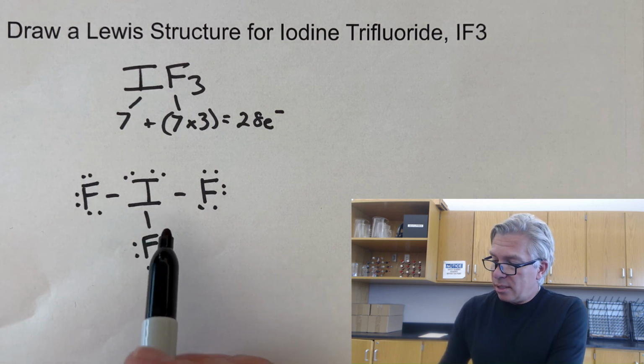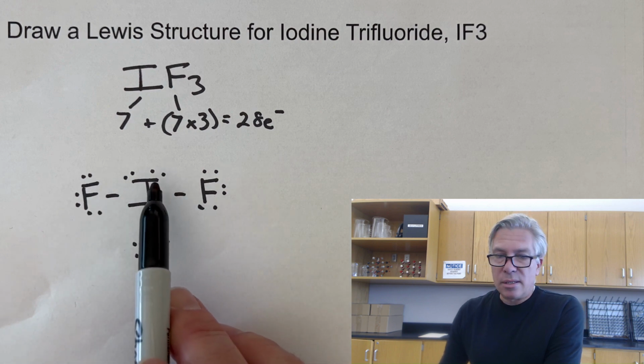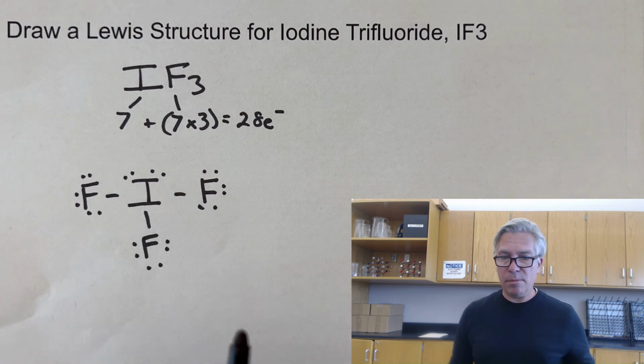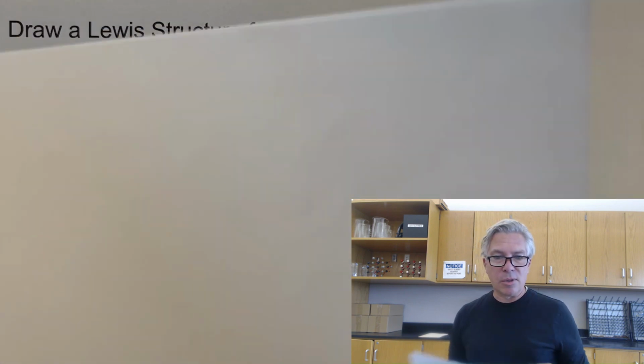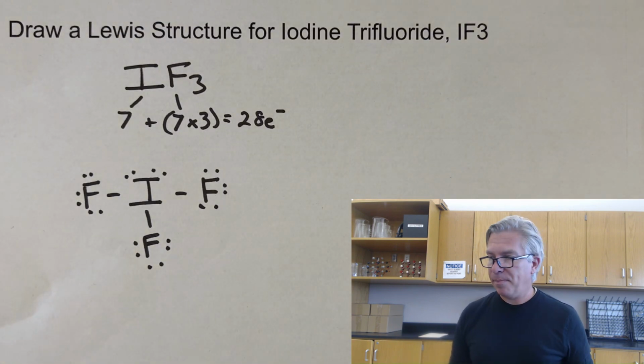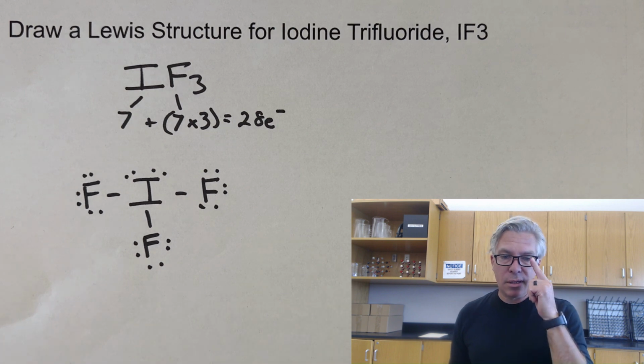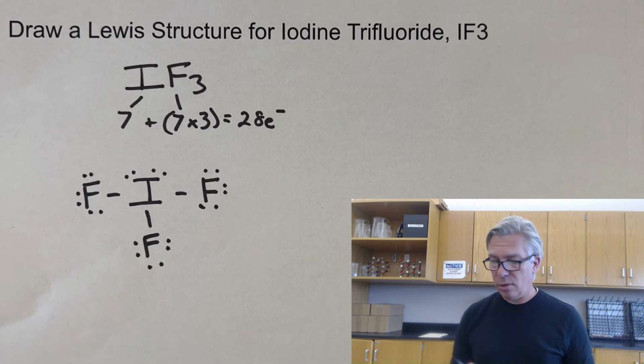And this molecule ends up having 3 bonds and 2 lone pairs instead of the 4 bonds and 1 lone pair that I had before. But they are similar and they follow the same rules. So there you have it, another couple of Lewis structures for you to consider.